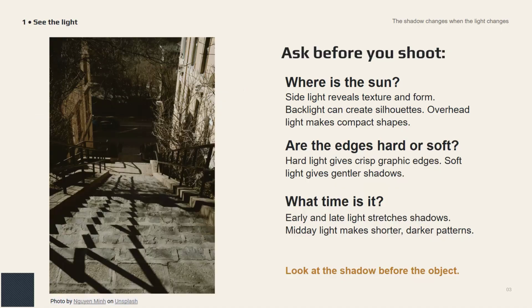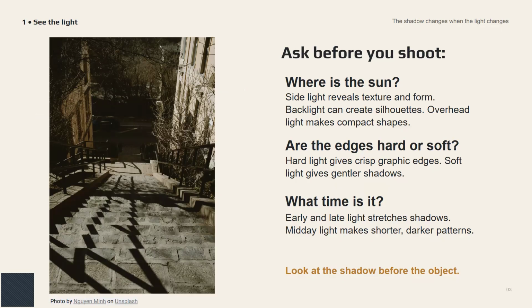Before taking the picture, pause and look at the light. First ask, where is the sun? Light coming from the side often shows texture and shape. It can make steps, walls, leaves, and railings look more three-dimensional. Light coming from behind the subject can create a silhouette. It can also make the shadow more noticeable than the object itself. When the sun is high overhead, shadows are usually shorter and more compact.